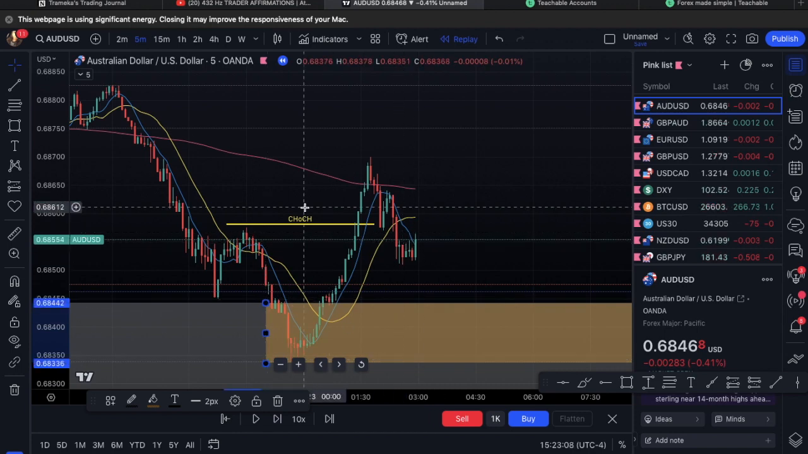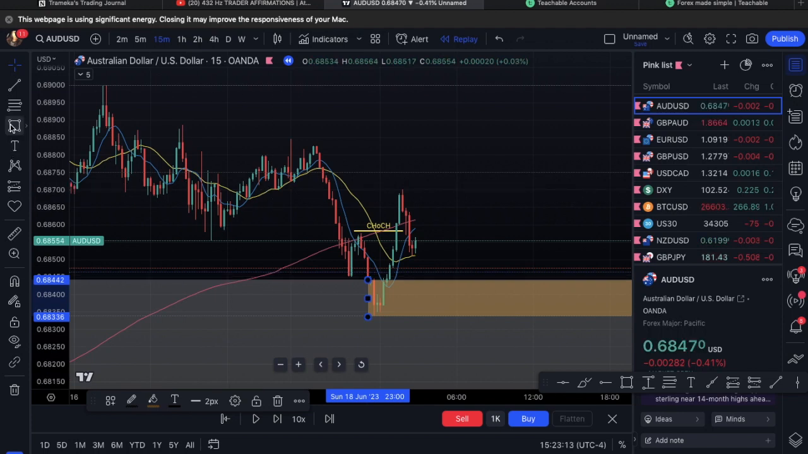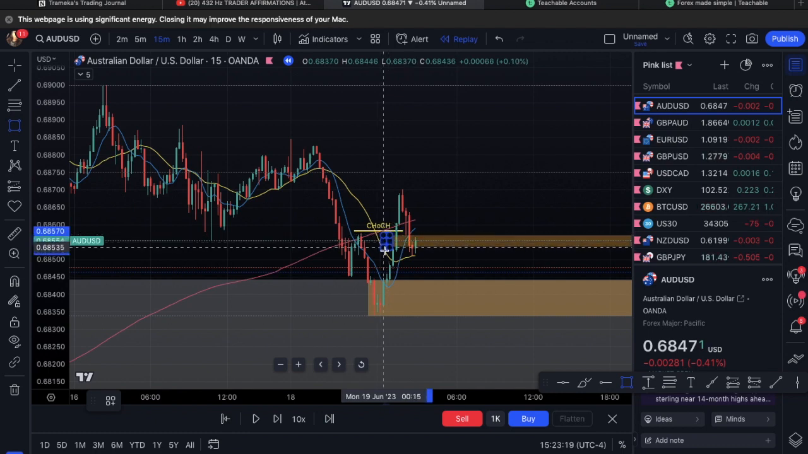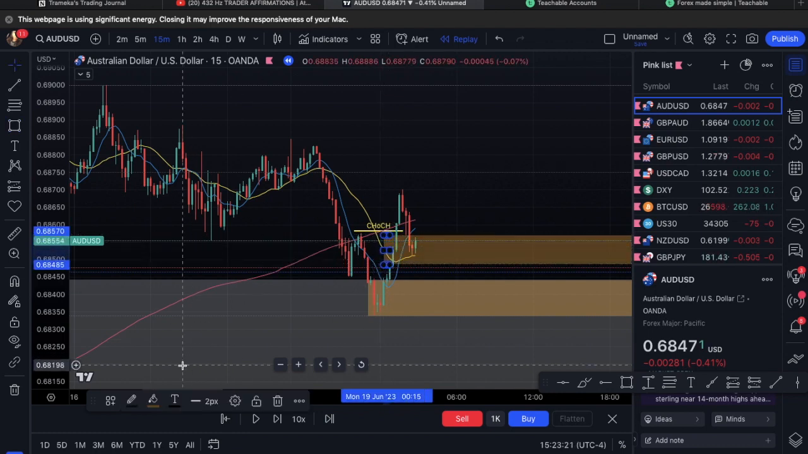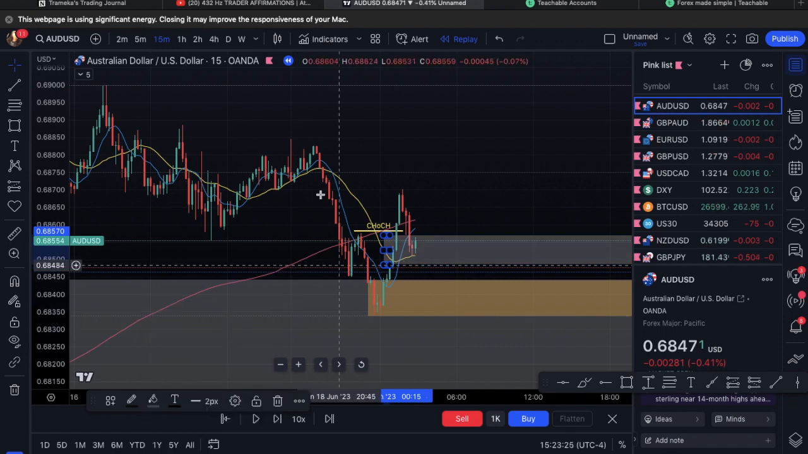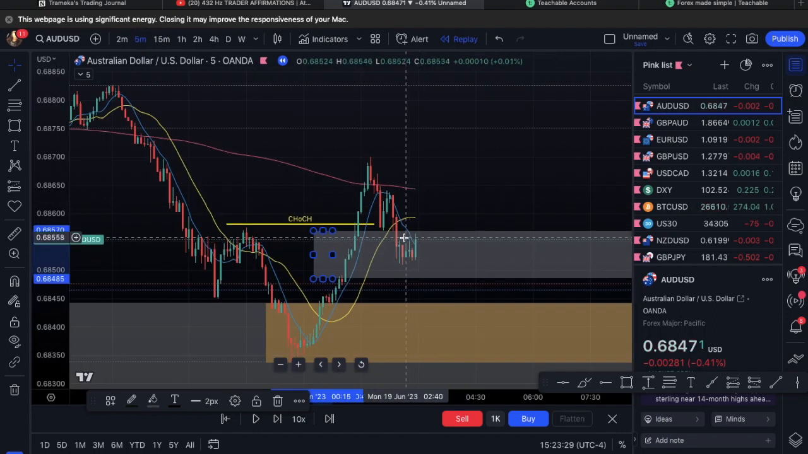Okay, so we have a push up here. So let me look at the 15 minute again. And then we did have a gap in this area. So since we got that candlestick pattern, I feel comfortable with going ahead and taking price up.